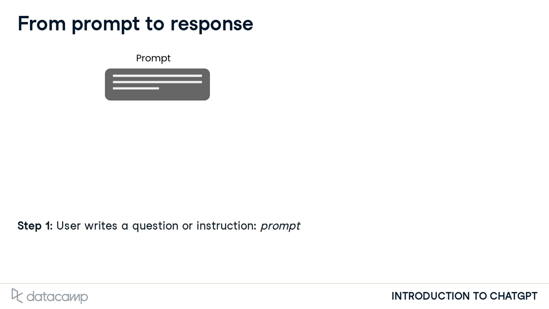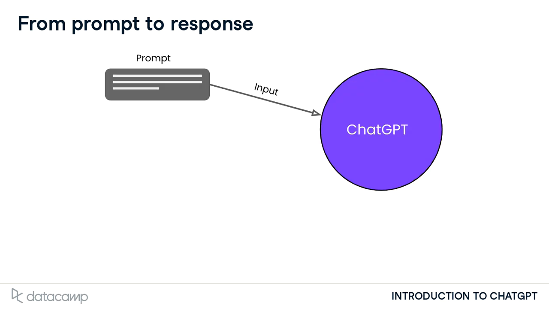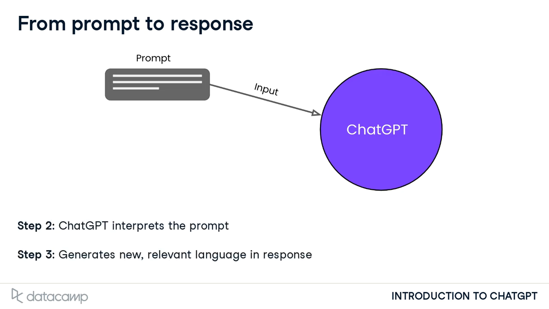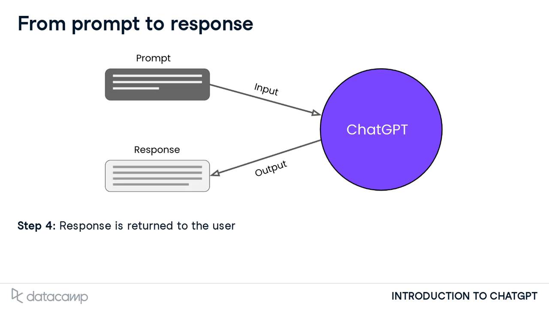The user writes a question or instruction, which is more generally called a prompt. This prompt is passed as an input to the application, which uses its understanding of language to interpret the prompt and generate new, relevant language in response to it. Finally, the response is returned to the user. Let's see ChatGPT in action with some examples.